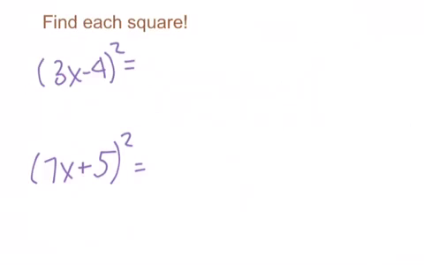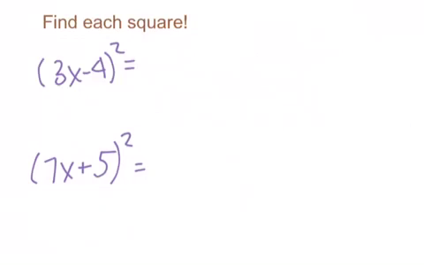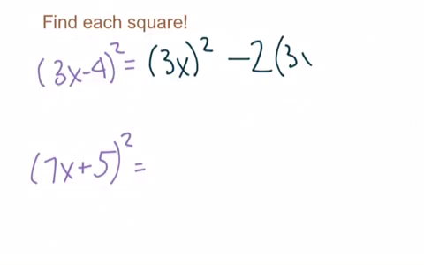Alrighty, so find each square. Again, you could do it by foiling: 3x minus 4 times 3x minus 4, and foiling or doing the tabular method. But this way is much easier because you're just squaring the same parentheses, or the same term. So, let's square the first term, so it's going to be 3x squared, okay, minus 2 times 3x.